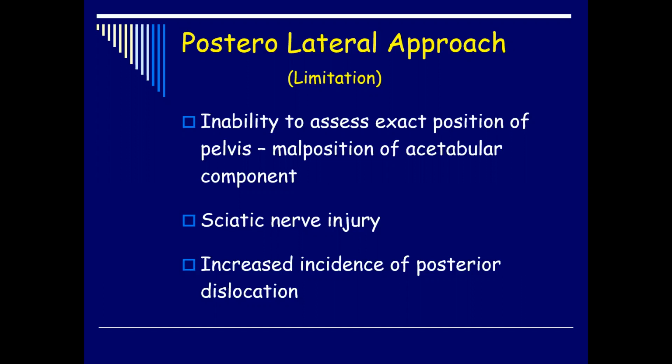Crystal clear? Nerve injury, because the nerve is very, very close. You have to be very careful. Increased incidence of posterior dislocation. This is the highest problem. Every student must know, the examiner is going to ask you. The highest rate of dislocation is always with the posterior approach, because you are not able to repair the posterior structures. As you flex and internally rotate the hip, which commonly happens, the hip dislocates posteriorly. This is the reason many people are going away from the posterior approach.